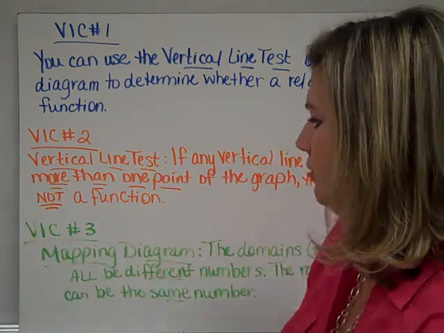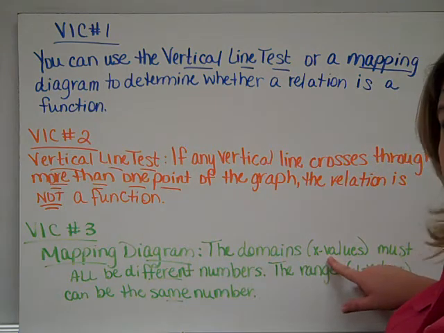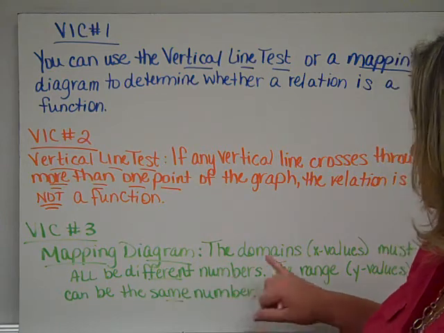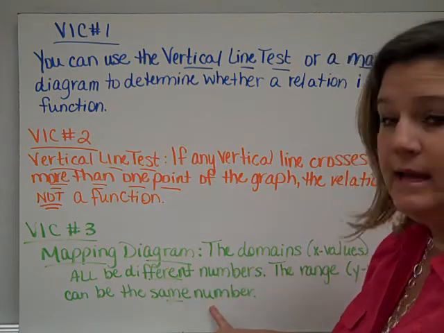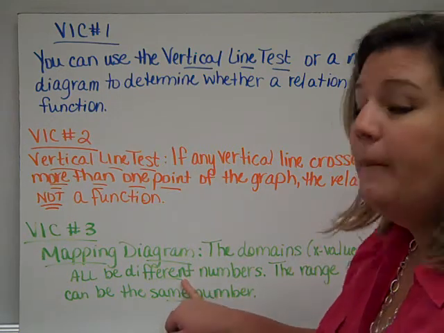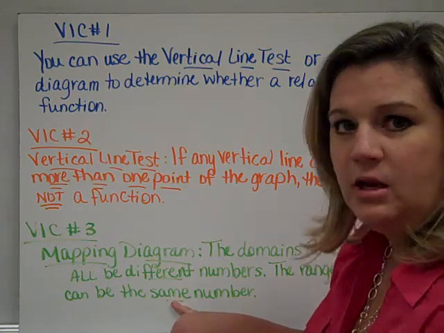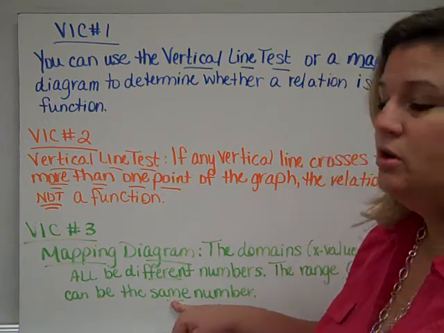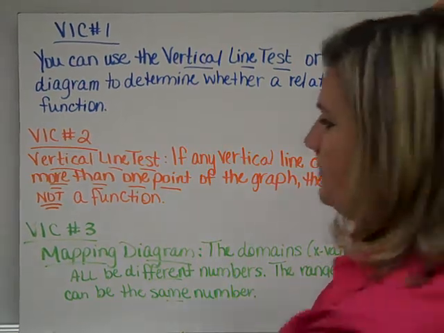Okay? Vic number 3, mapping diagram. The domain, which is your x values, so the domains must all be different numbers. The range, which is your y values, can be the same number. So in other words, your x values must be different. They cannot repeat. Your y values can repeat. So that's a very nice little key point to make sure you check when you're going through to determine if a relation is a function or not.